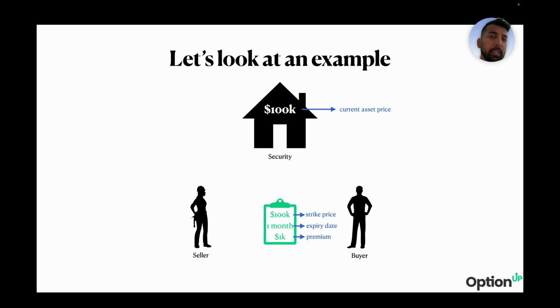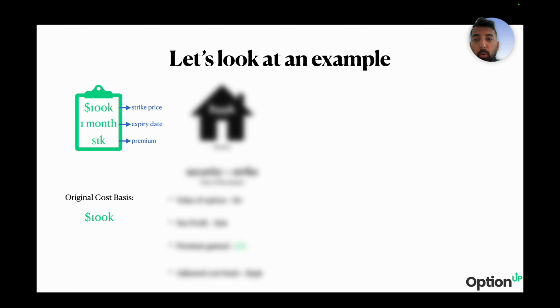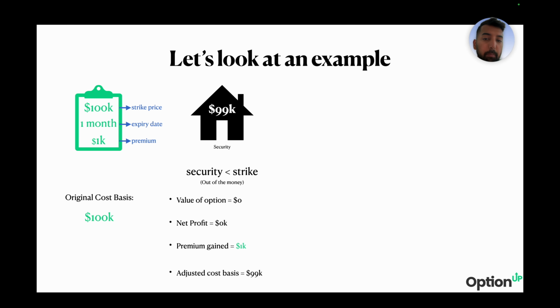So now let's look at 3 different scenarios for when this trade is profitable, when it's break even, and when maybe you're at a loss. And we're going to look at this from the seller's perspective, because that's what we're talking about today. So the first example, we're going to look at the out of the money example, where the price of the house is actually lower than the strike price, where the price of the house actually went down by $1,000 at expiry.